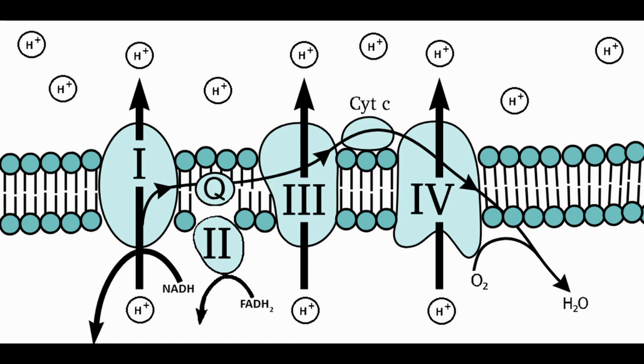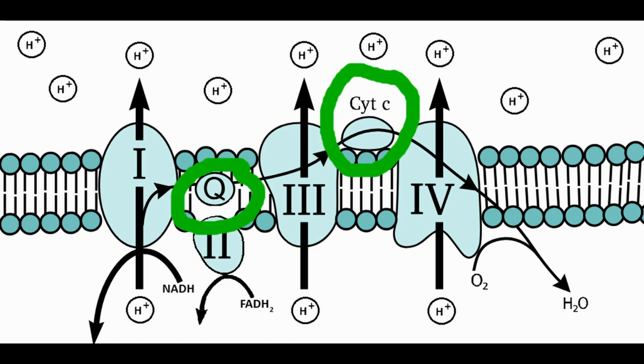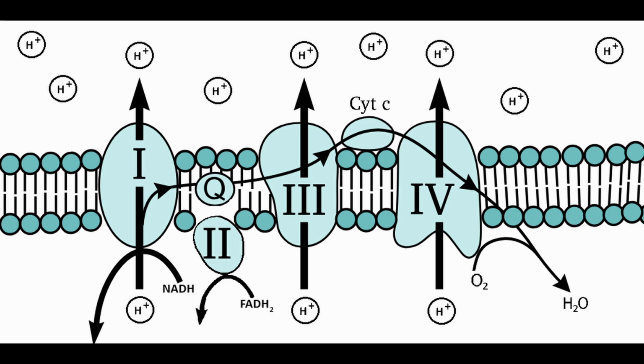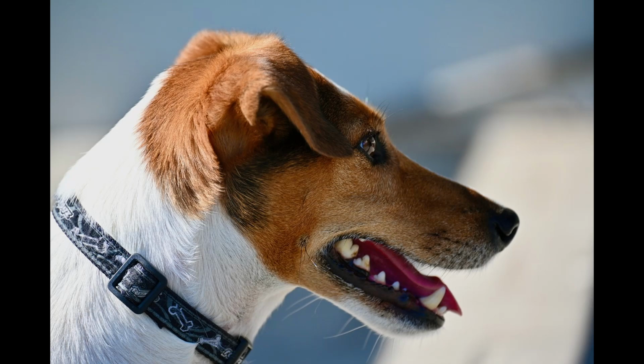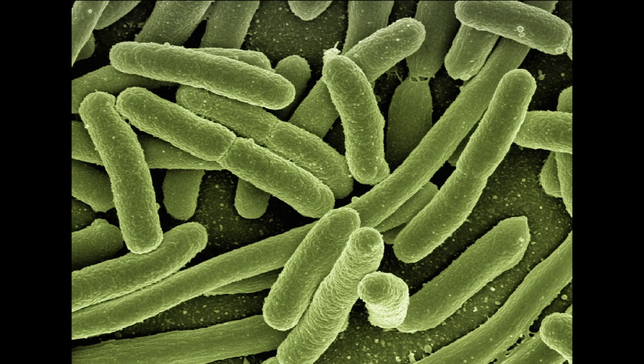Within the inner membrane, there are 4 different complexes labeled 1 through 4, which are large multi-protein structures, as well as 2 smaller intermediate transport molecules. This is what we call the electron transport chain, or ETC. These structures, along with ATP synthase, are ancient. They are used across animals and plant cells as well as bacterial cells. In bacteria, there are no mitochondria, so these mechanisms are embedded directly in their cell membranes.